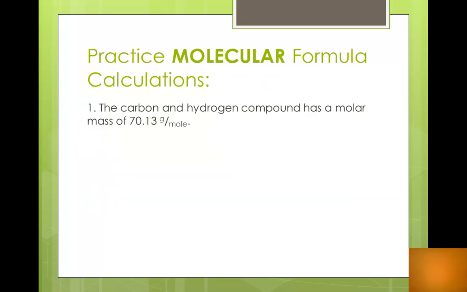Keep in mind, in the prior video, we calculated the empirical formula. We're going to practice the molecular formula calculations, already knowing what our empirical formula was. In the prior video, we found our empirical formula to be CH2. That is step one. Step two is to find the molar mass of the empirical formula.